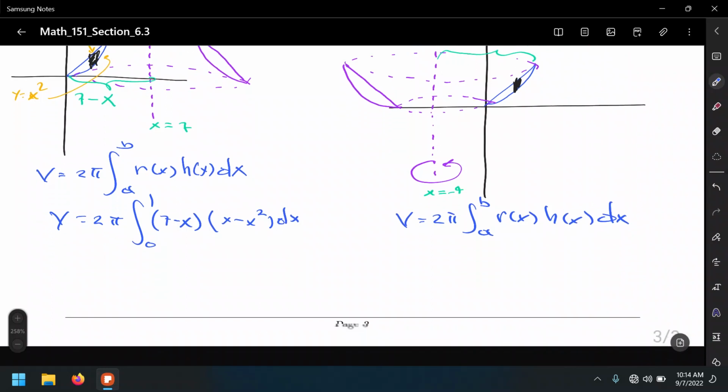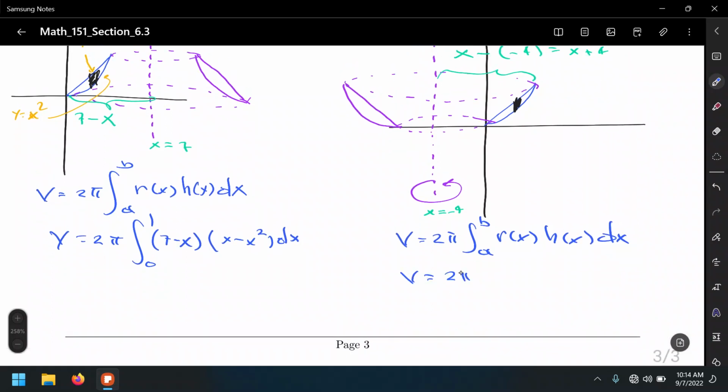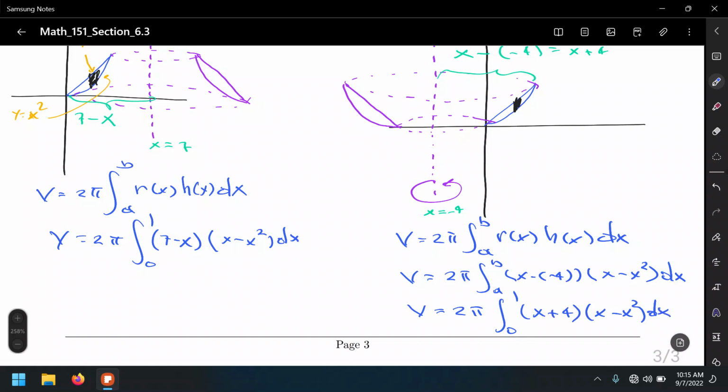So volume equals pi integral from a to b, r of x, which is again x minus -4, times top minus bottom, that's x minus x squared, with respect to x. All we have to do here is clean up the negatives and write this as V equals pi. Oh, I forgot the limits of integration, 0 to 1, x plus 4, x minus x squared with respect to x. And that'll be the setup of the integral.